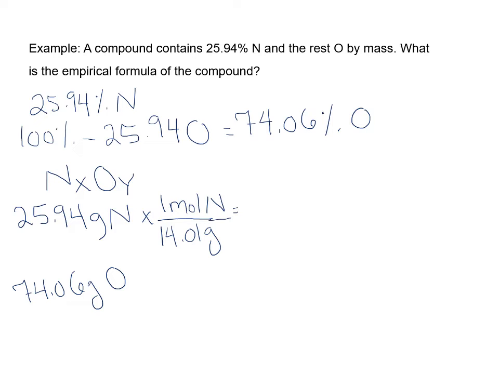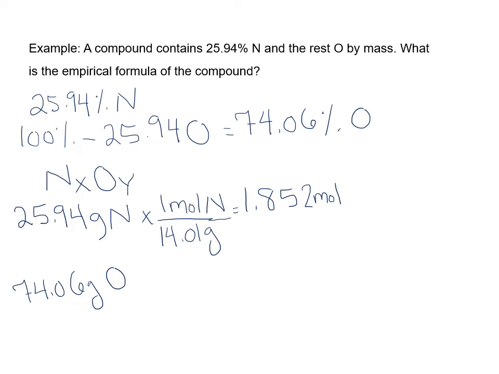And for nitrogen, if I do 25.94 divided by 14.01, the answer comes out to 1.852. So I want to carry at least the same number of significant figures that I'm given here. I have 4 sig figs here, so I want to have at least 4 sig figs here as my answer.